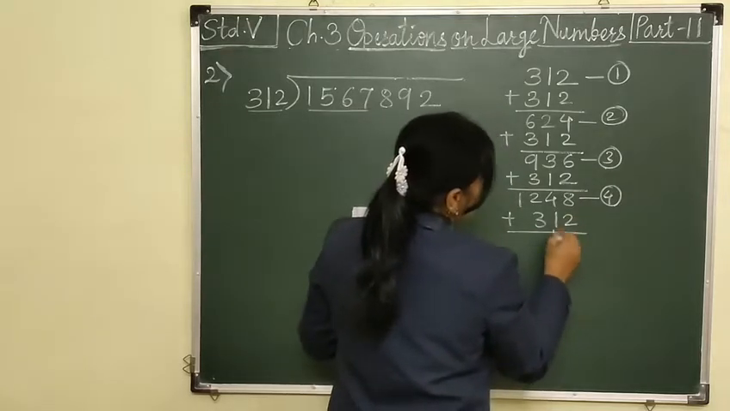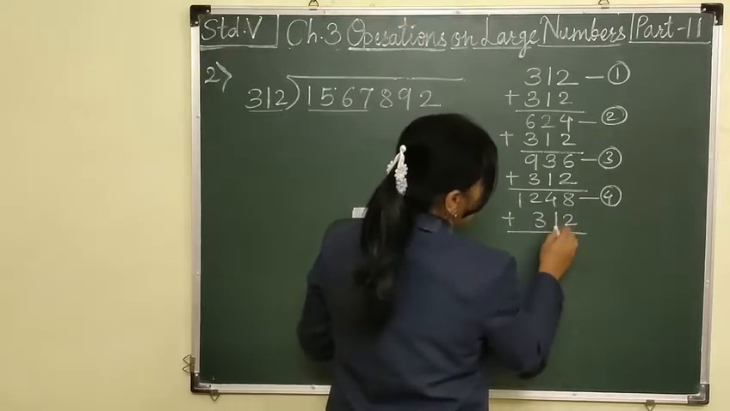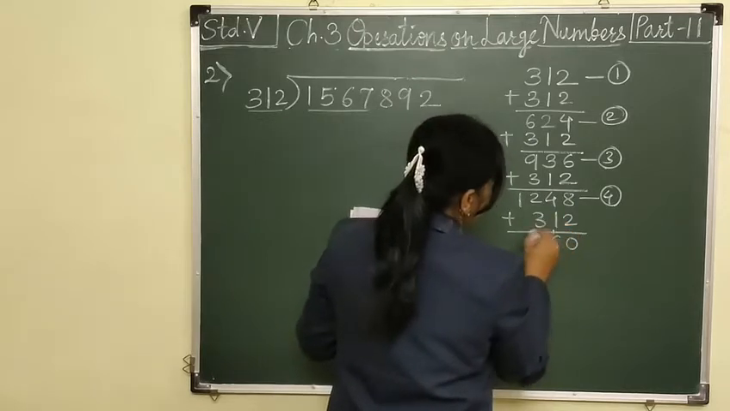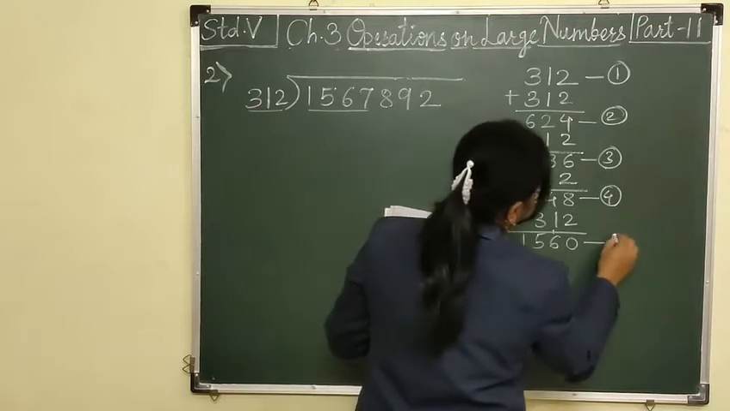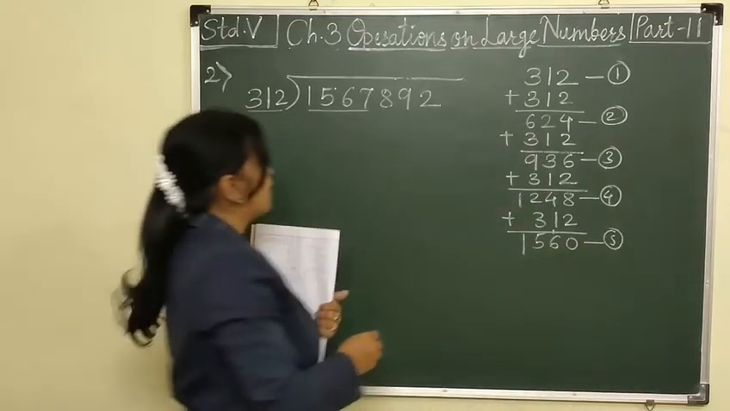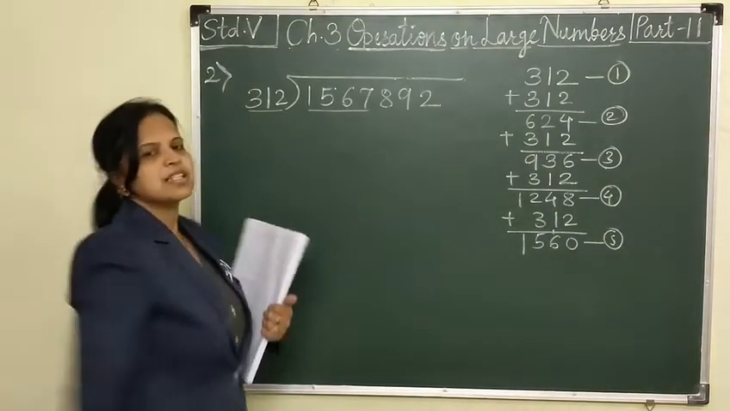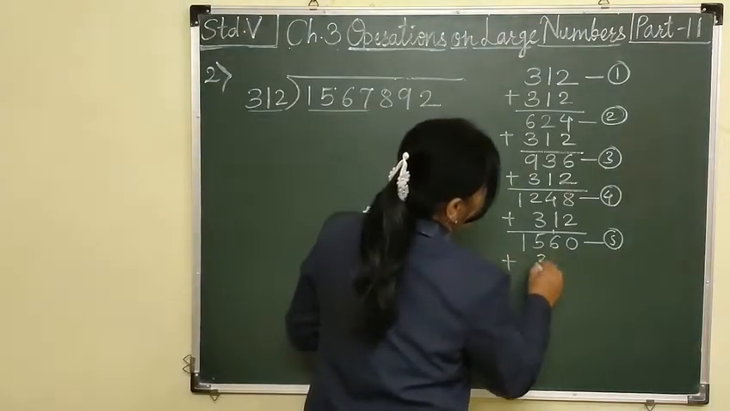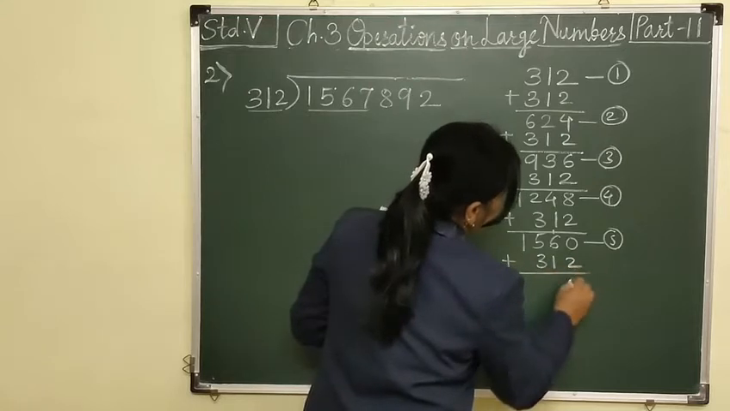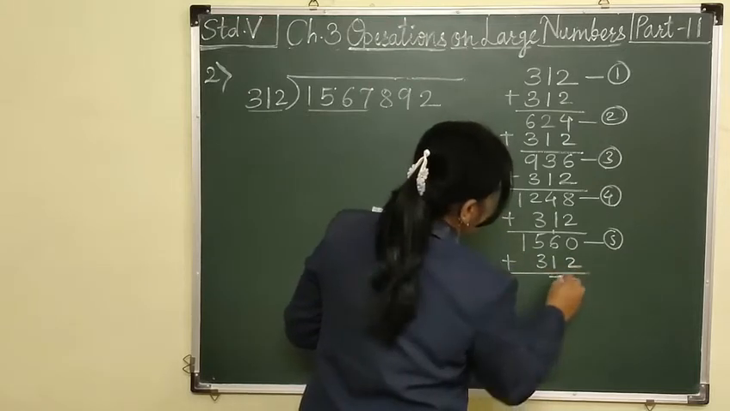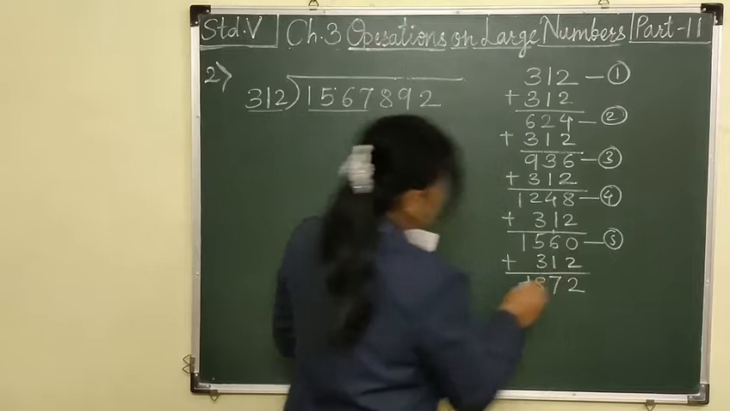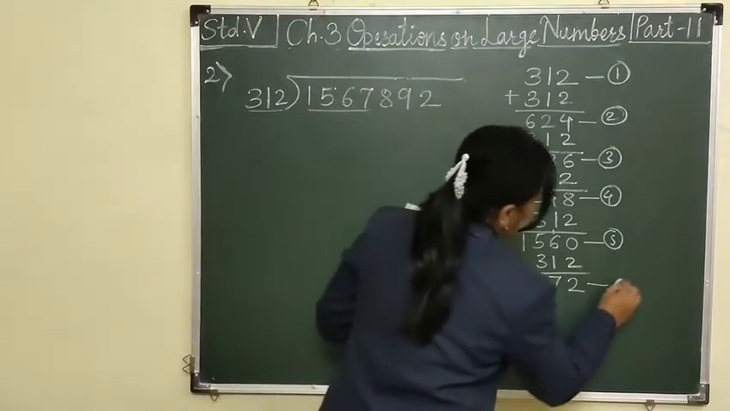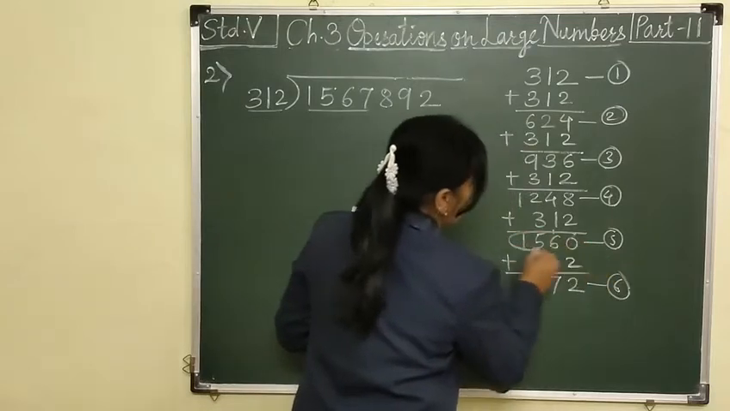8 plus 2, 10. 1 is carried. 4 plus 5. 4 plus 1, 5. 5 plus 1, 6. 2 plus 3, 5. And 1 will be as it is. This is 5s. See 1560. Here 1567. So we can subtract 1560. If you want to check the next number, it will be greater than this number. Can we subtract 1872? No. Okay, this is 6s. So we will select this 5s.